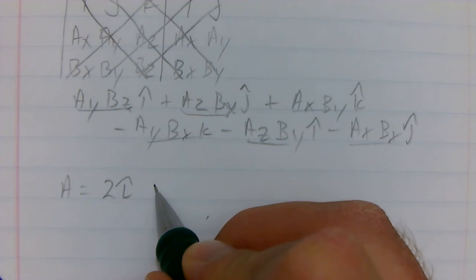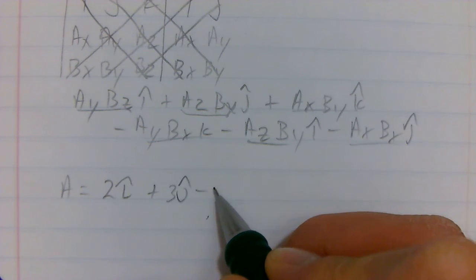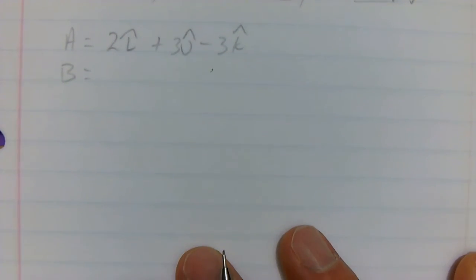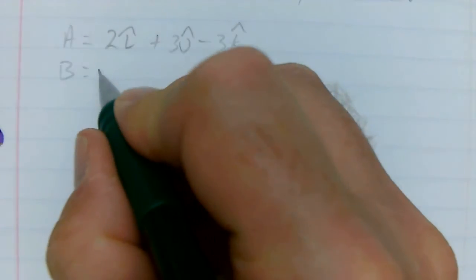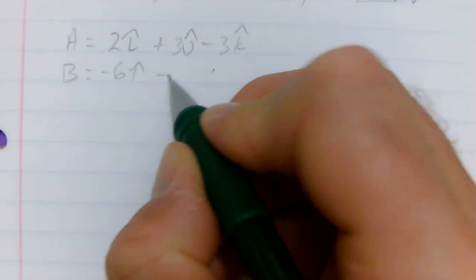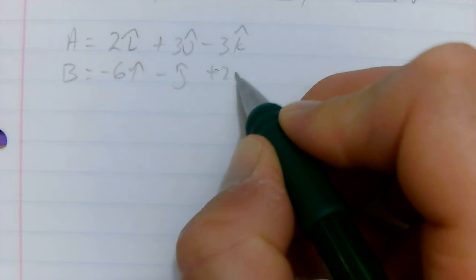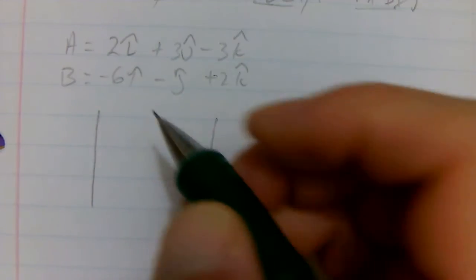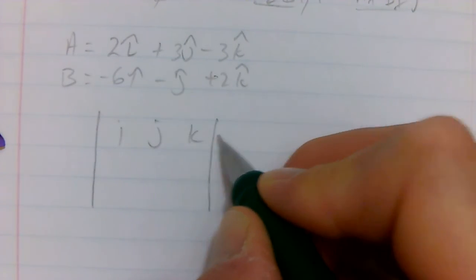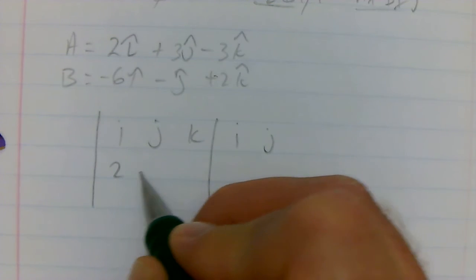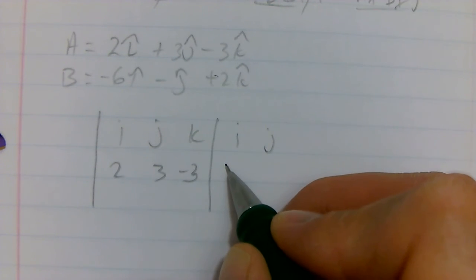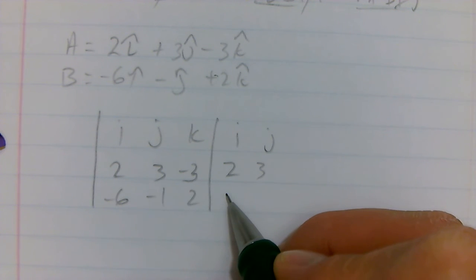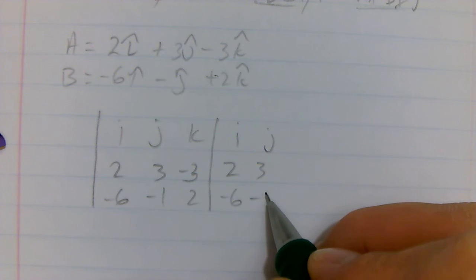So let's do an example where A equals 2 in the I plus 3 in the J minus 3 in the K, and B equals negative 6 in the I, negative J, and 2K. Two, 3, negative 3, 2, 3, negative 6, negative 1, 2, negative 6, negative 1.